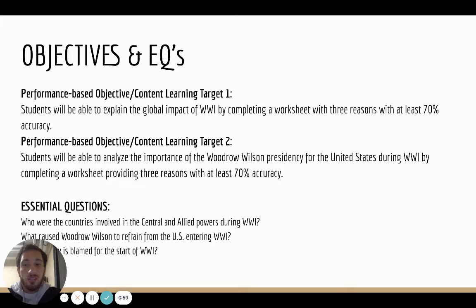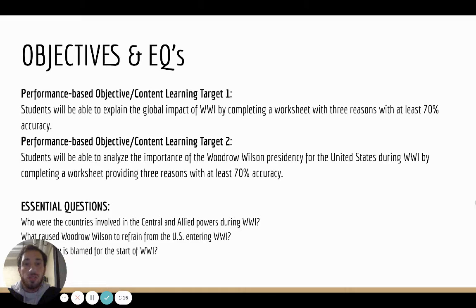Our next objective is students will be able to analyze the importance of the Woodrow Wilson presidency for the United States during World War I. Woodrow Wilson was very particular about how he went about things during his presidency, and we'll dive deeper into that later on in the lesson today.